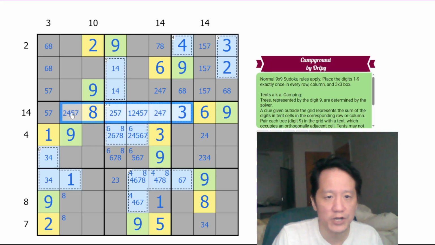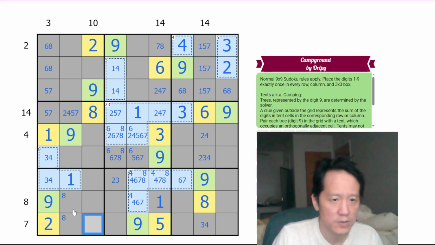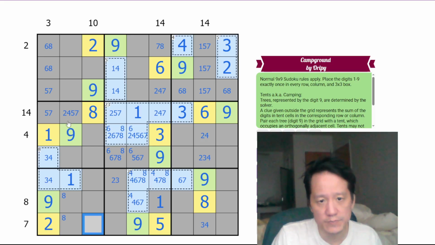Where is the 1 in row 4? It has to be here. So this is a 1. This is a 1-4 pair. The 4 has to be here. 3-4 pair here.